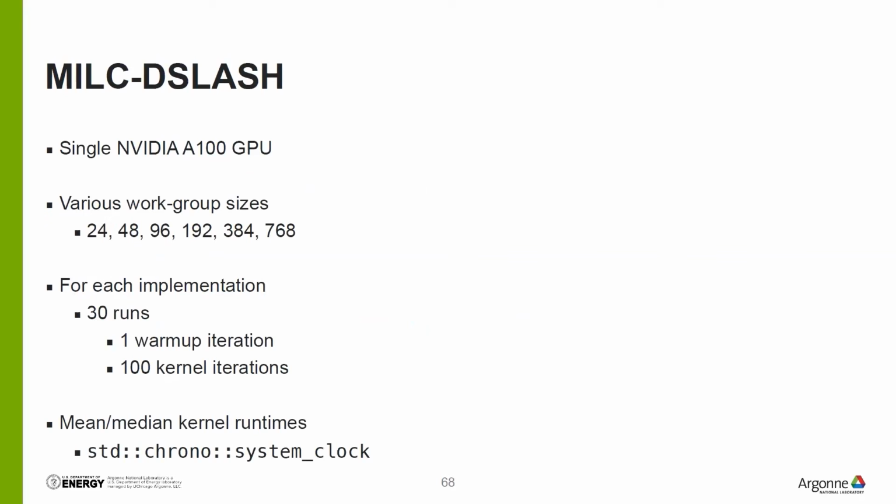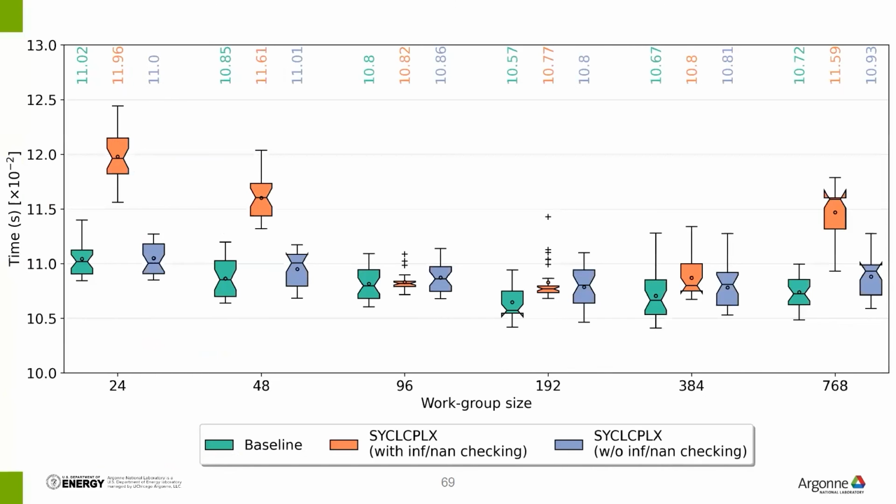A bunch of different work group sizes. We did 30 runs, 1 warm up, and then 100 kernel invocations. We measured it with the system clock. And these are the performance results. So the ones with the infinite and NaN checking are, in a lot of work group sizes, just much slower. The others are roughly in the same ballpark.